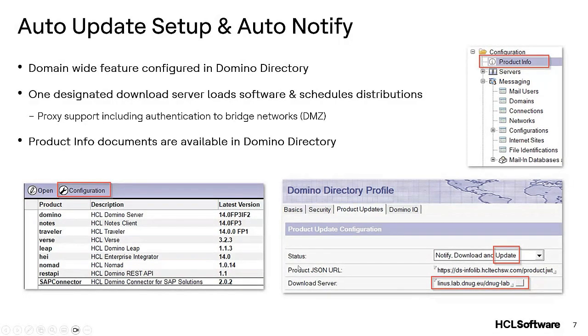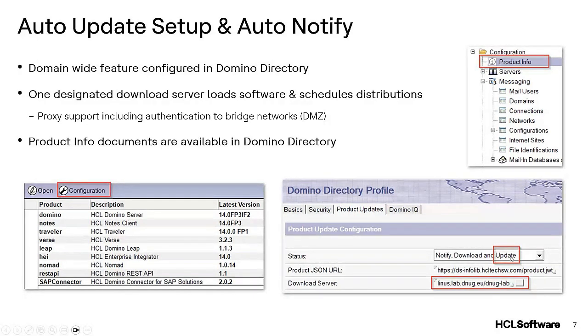So first of all, you specify a designated or download server. In this case, I have chosen Linux Lab Dino EU. And that server is your main server for the whole infrastructure, for downloading software, for downloading latest information. And the first feature was the Notify feature. In this screenshot, you see Notify, Download, and the new Update functionality. So when you want to have the full feature enabled, you need to specify Notify, Download, and Update.